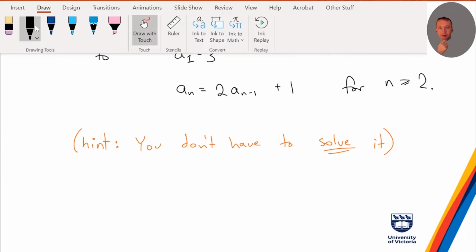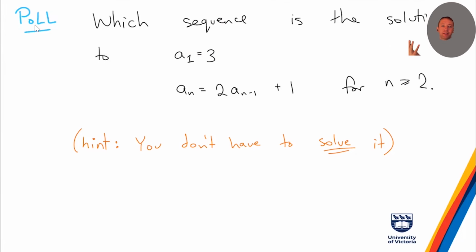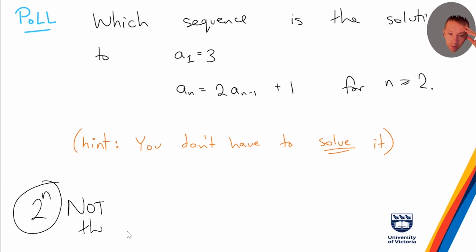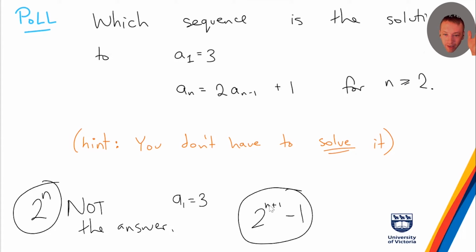So any thoughts about what's not the answer, for example? If I take 2 to the n, that's not the answer, because if I just take a1, it's supposed to be 3, but here it would be 2. If I take 2 to the 1, it's 2. What about 2 to the n plus 1 minus 1? Does that have a chance? If I plug in 1, I get 4 minus 1. So this is a maybe. I'm just checking the initial condition.